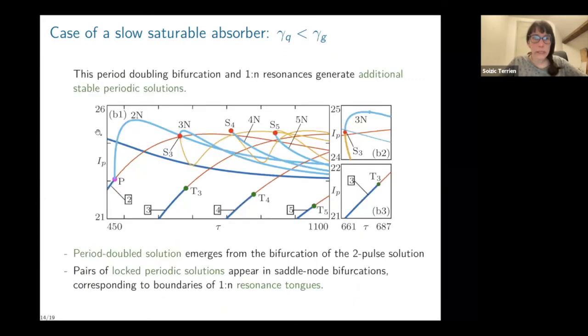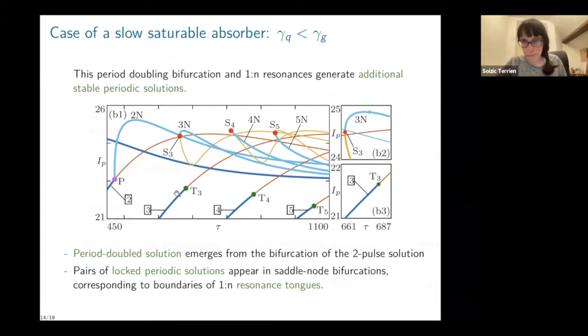And so this period doubling bifurcation and the 1:n resonances, which are close by in the parameter space, generate additional stable periodic solutions. So from the period doubling bifurcation, we can follow the period doubled solution branch, and it is stable here, and it corresponds to a two non-equidistant pulses solution in the feedback loop.